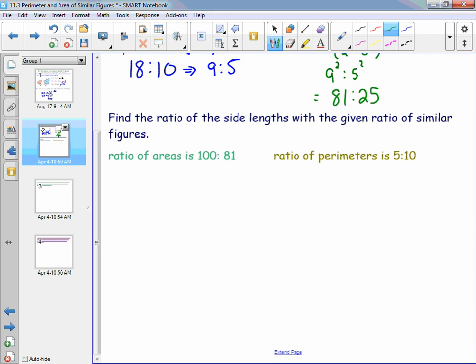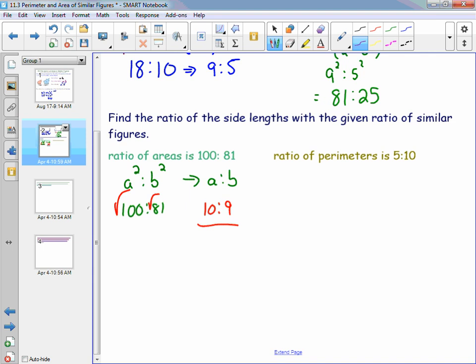Alright, find the ratio of the side lengths with the given ratio of similar figures. It says the ratio of areas is 100 to 81. So you have A squared to B squared is 100 to 81, and you need to convert this to A to B. How do you get from A squared to A? That's right, you square root both sides. Square root of 100 is 10, square root of 81 is 9. 10 to 9 does not reduce, so this would be your final answer.